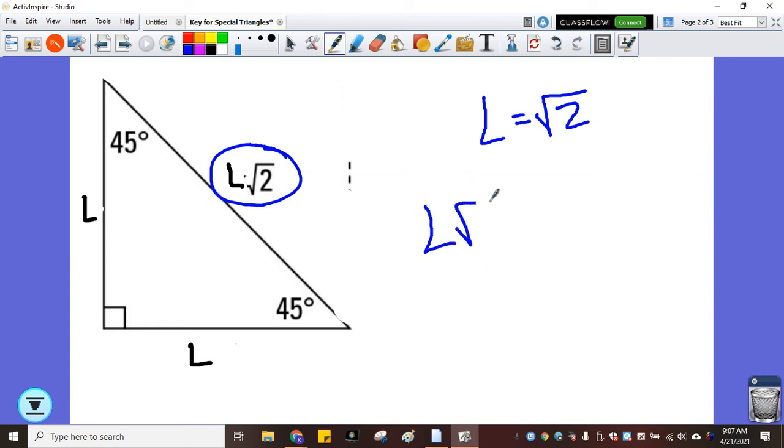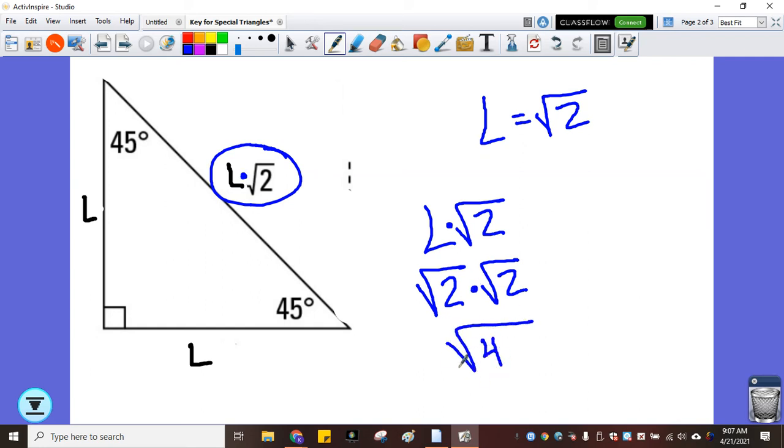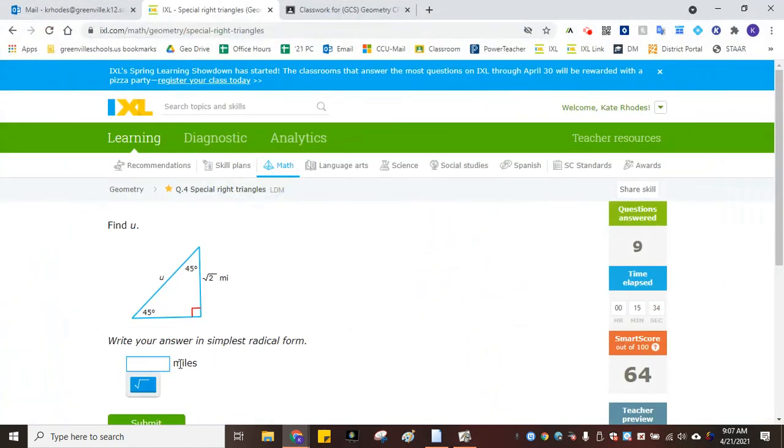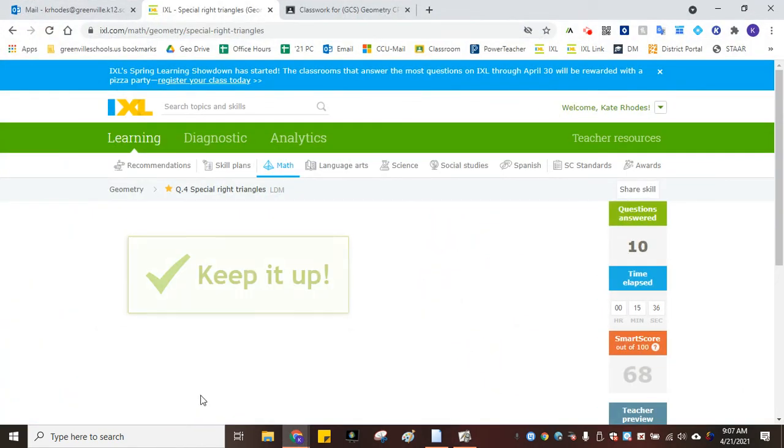Our hypotenuse is L square root of 2, and I know L is the square root of 2. So we're doing square root of 2 times square root of 2. If you want to put a multiplication symbol in between here, you can. Both under the radical, you multiply, and then the square root of 4 is 2. So our hypotenuse would be 2. Sorry about that.